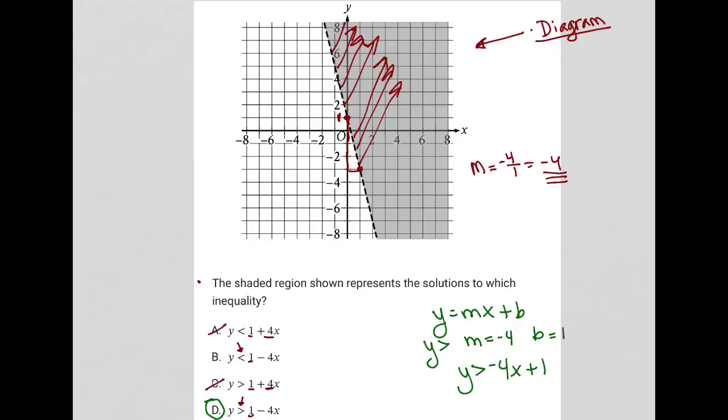Looks like choice D flip-flops these two values and sets it as y is greater than 1 minus 4x, but it's still the exact same inequality being described, and that's why choice D is the best answer here.